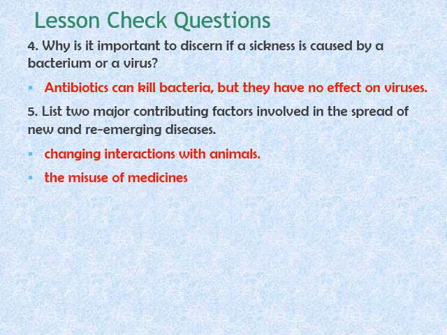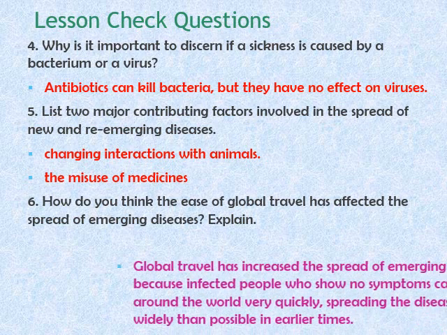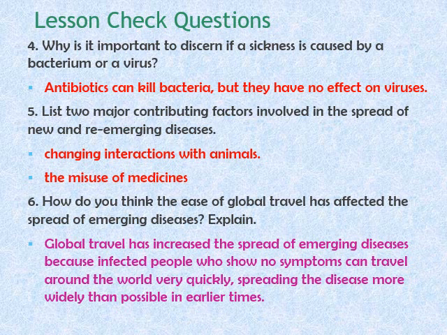the misuse of medicines. And finally, number 6, how do you think the ease of global travel has affected the spread of emerging diseases? Explain. And the answer is, global travel has increased the spread of emerging diseases because infected people who show no symptoms can travel around the world very quickly, spreading the disease more widely than possible in earlier times.